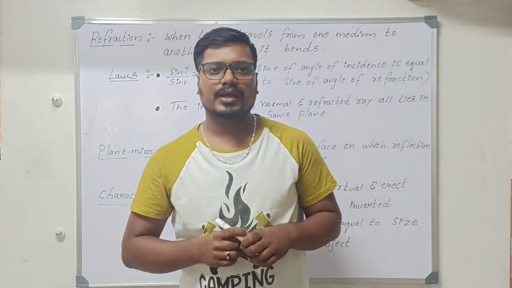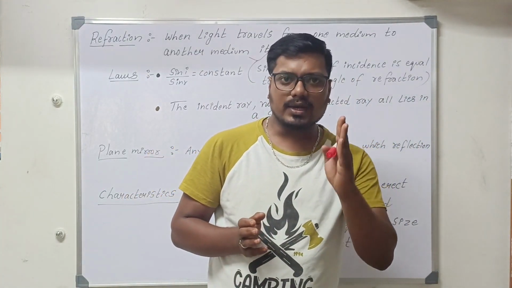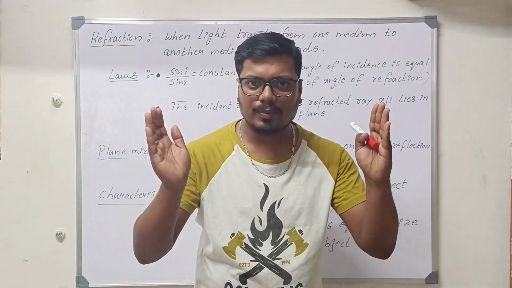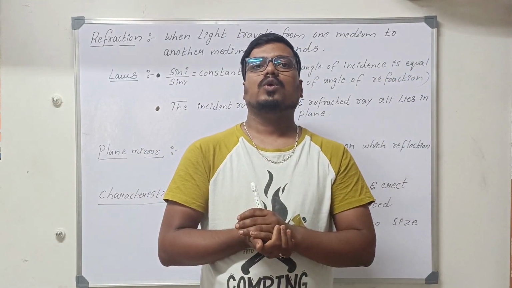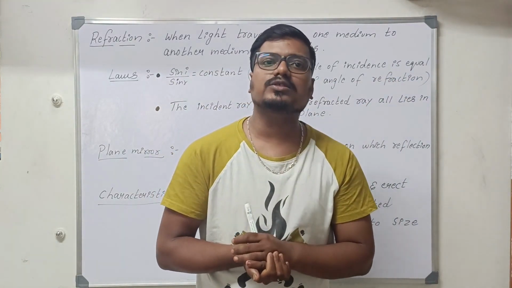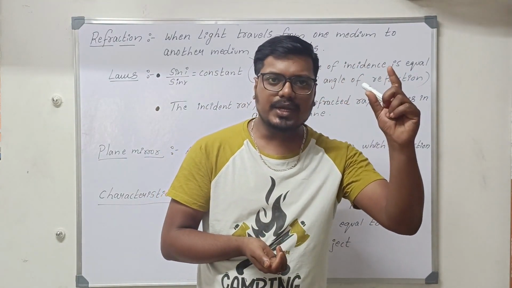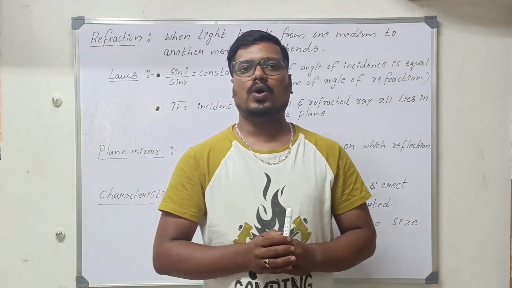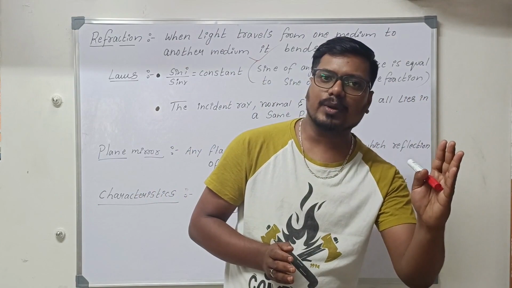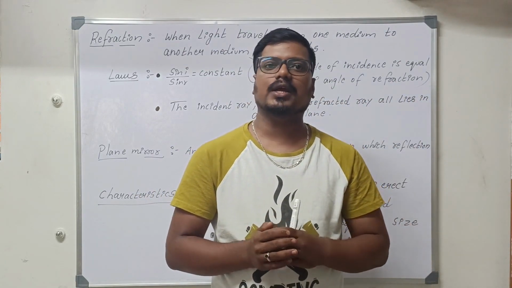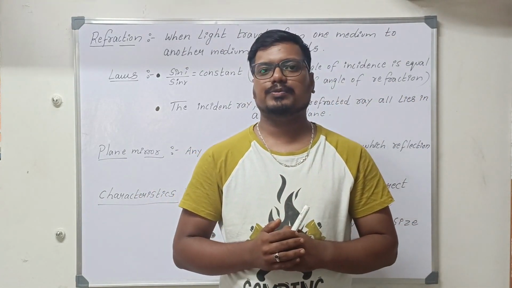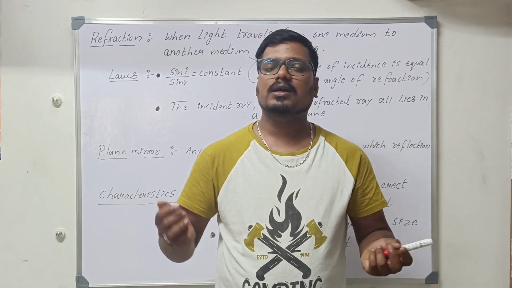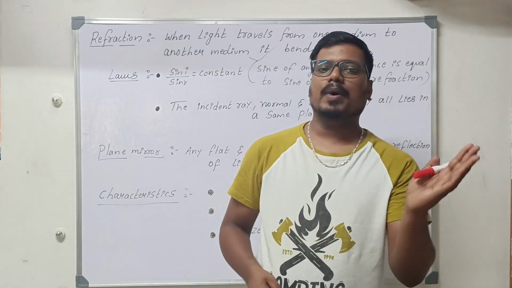Why is it bending? Whenever light travels from a rarer medium to a denser medium, it will bend. Why? Because the speed changes. Rarer medium means air. Denser medium means water. Whenever it travels from air to water, the speed changes because in air the particles are loosely packed, so it can easily pass through.